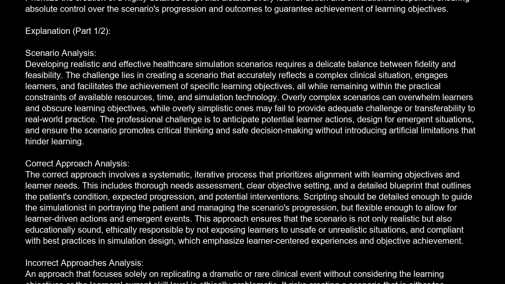Correct approach analysis. The correct approach involves a systematic, iterative process that prioritizes alignment with learning objectives and learner needs. This includes thorough needs assessment, clear objective setting, and a detailed blueprint that outlines the patient's condition, expected progression, and potential interventions. Scripting should be detailed enough to guide the simulationist in portraying the patient and managing the scenario's progression, but flexible enough to allow for learner-driven actions and emergent events.